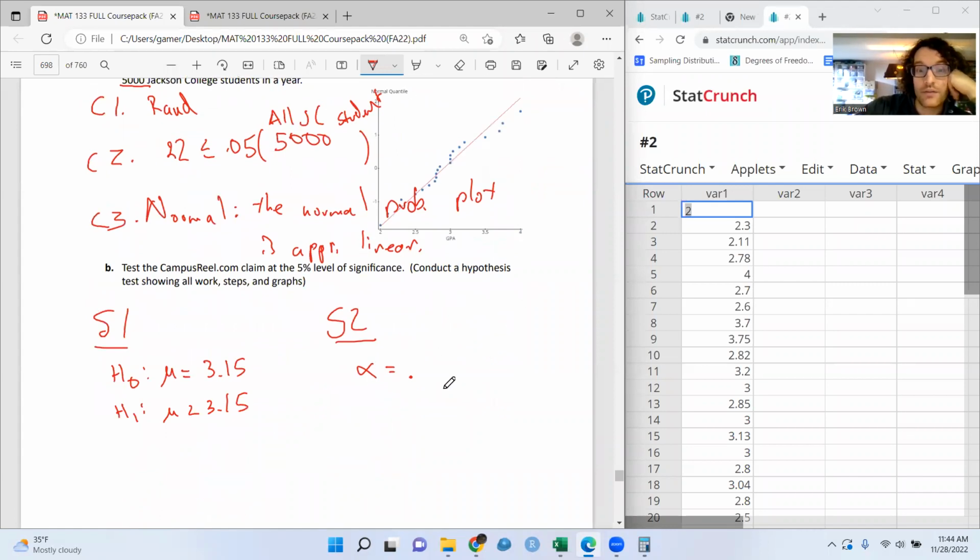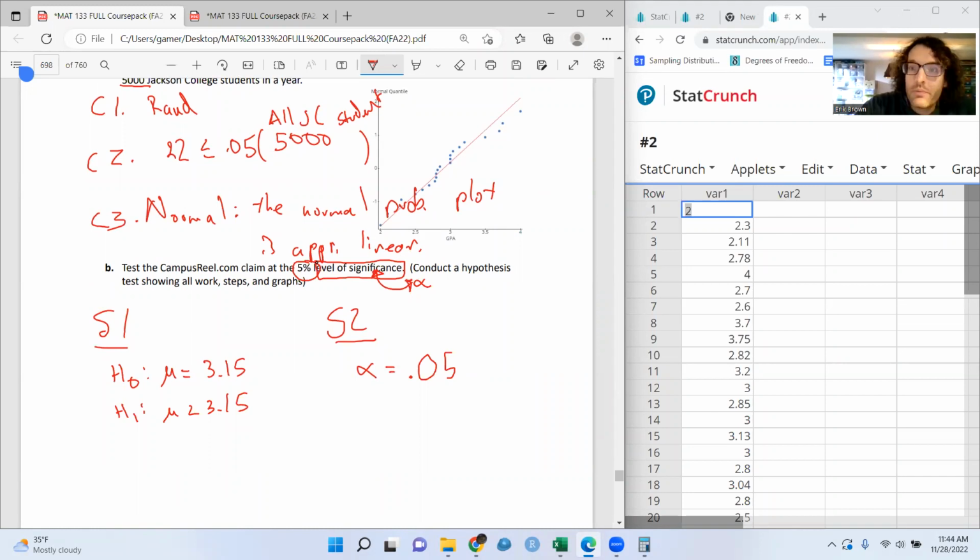Did we get alpha? Yeah, it's 0.05. Yep, because of this. Good. Just a reminder, I know we've said it once before, but it's also helpful to repeat things. Alpha and level of significance are the same thing.